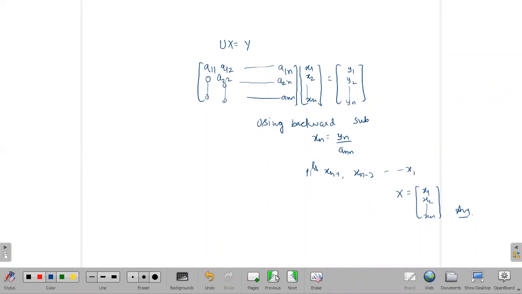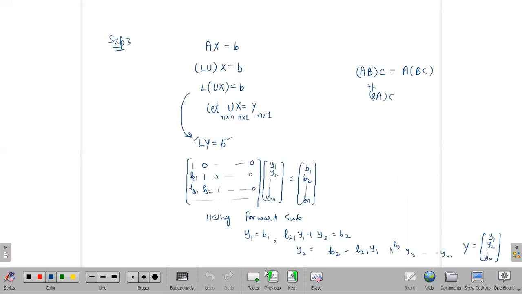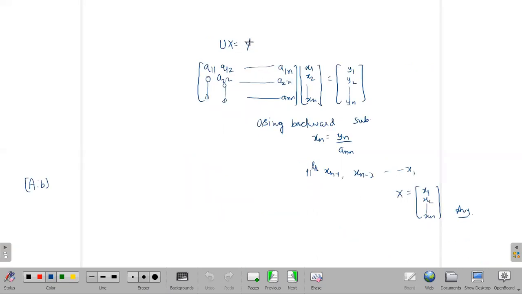Actually, this is the difference: in Gauss elimination, we have taken the augmented matrix, and in the augmented matrix, whenever you apply an operation on the A matrix, you have to apply the same operation on the B matrix also. But in this case, you have to apply the operation on A only. Here you can see this is Y. These entries are the Y entries actually, and in place of B, we are putting Y here.